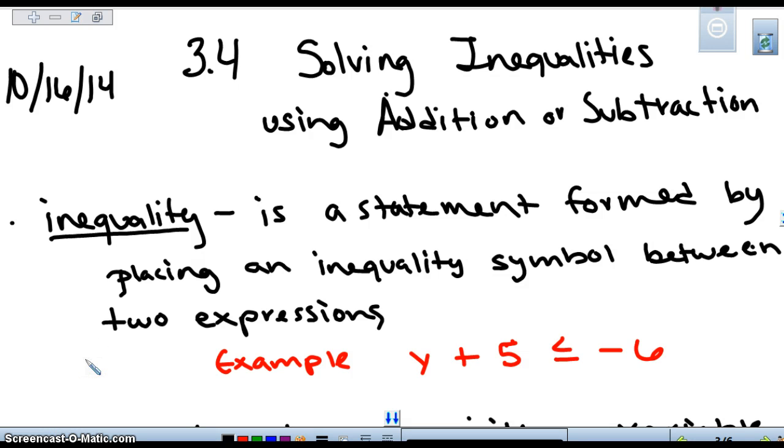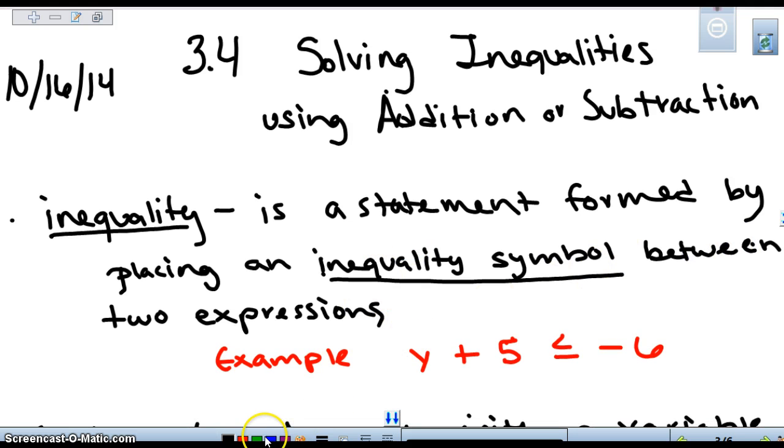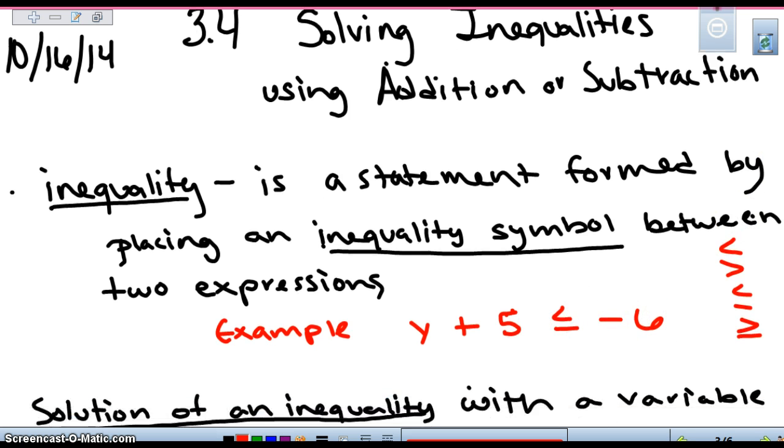Today we're solving inequalities using addition or subtraction. An inequality is a statement formed by placing an inequality symbol between two expressions. So an inequality symbol is the less than, greater than, less than or equal to, or greater than or equal to sign. For example, y plus 5 is less than or equal to -6 would be an inequality.